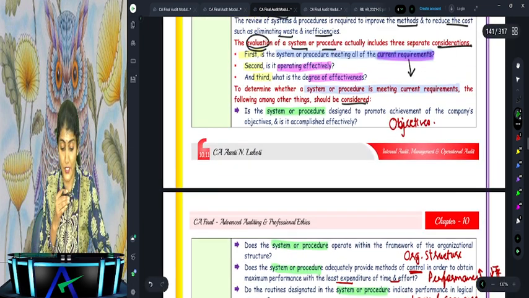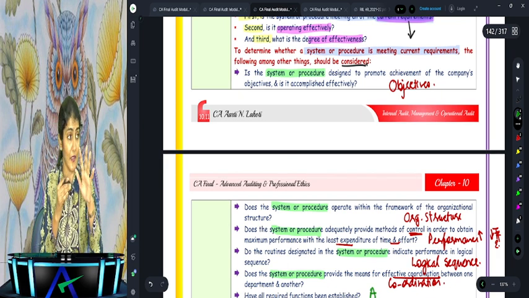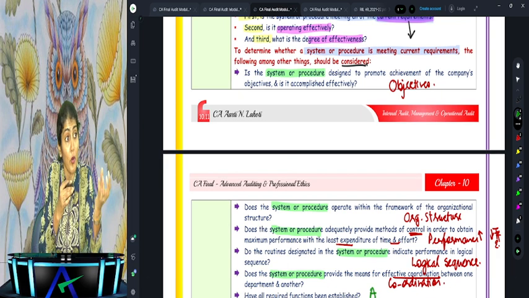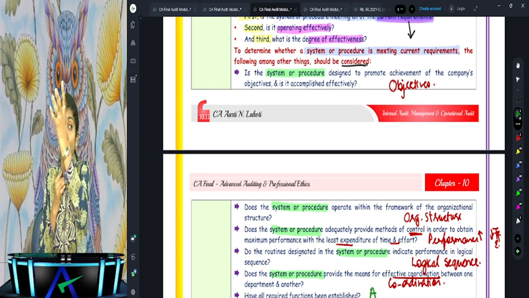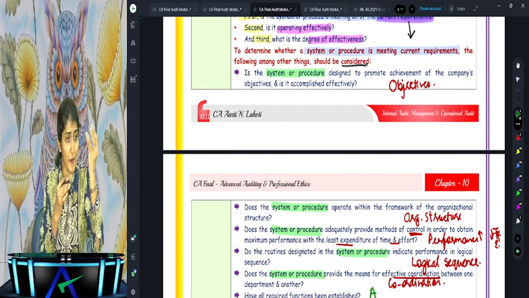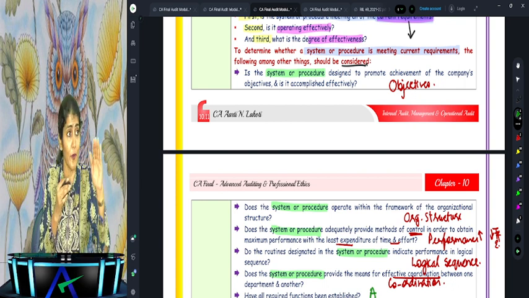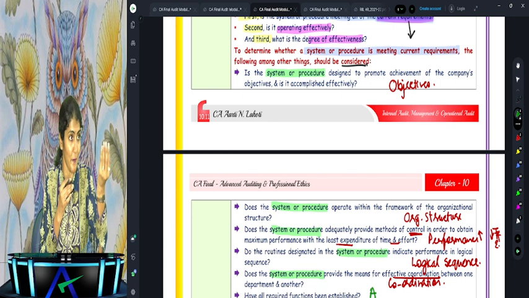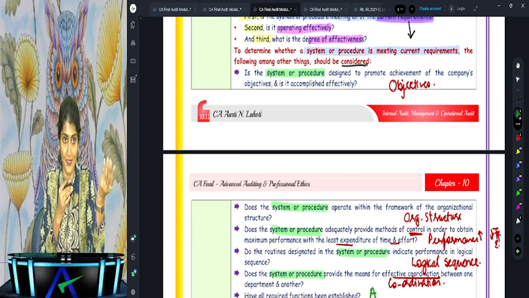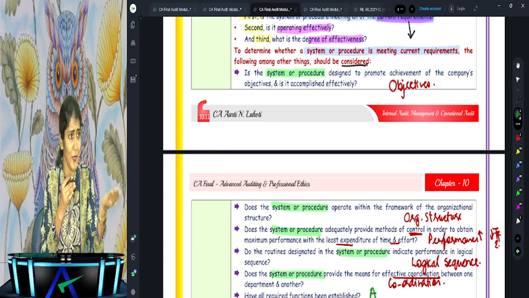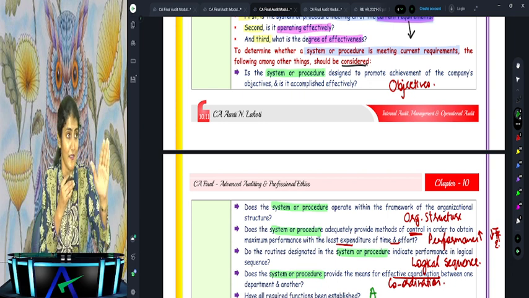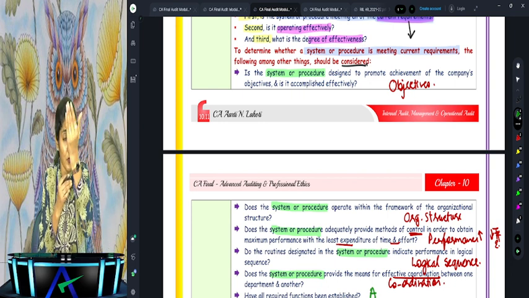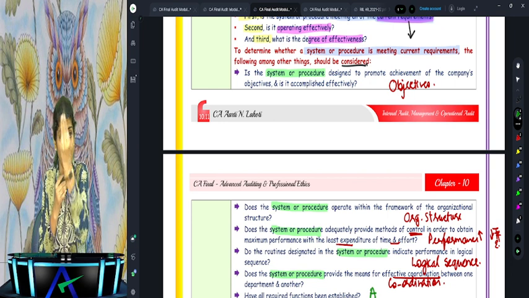So how do I check whether the system is meeting the current requirement? Does it promote the achievement of the company objective? Right? That people become lazy about cooking food at home. And that's the company objective of Zomato. You understand? People should prefer it. Why cook at home? It should be convenient to order online. Okay, anyway, that is to promote the achievement of the company objectives.